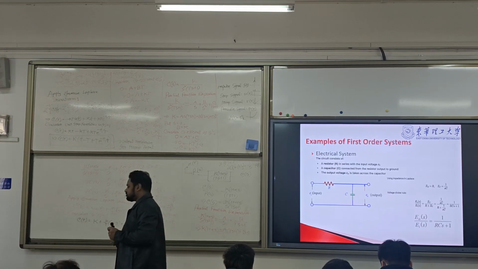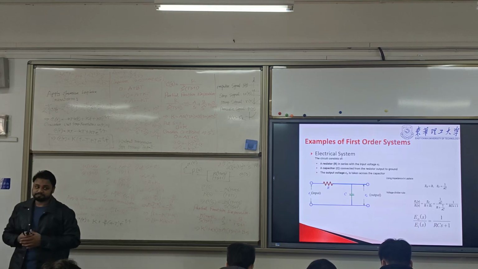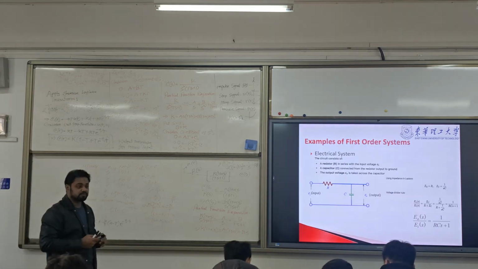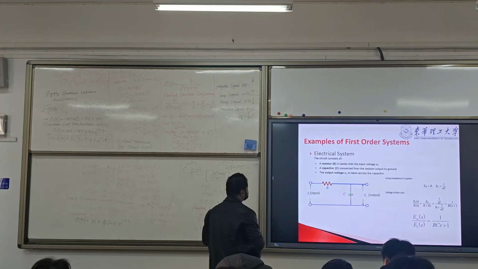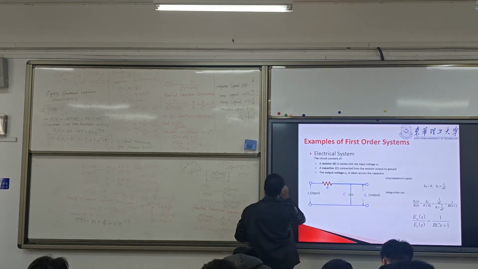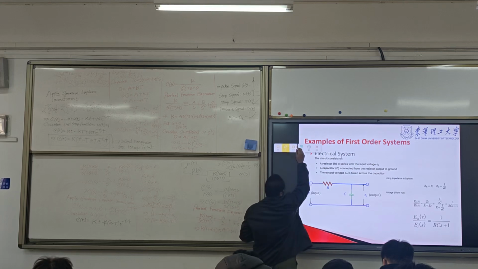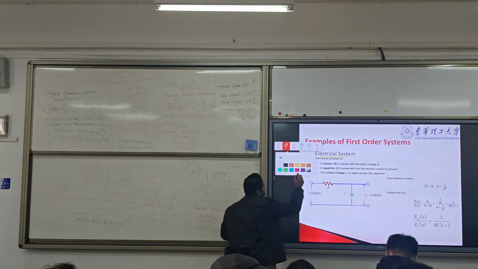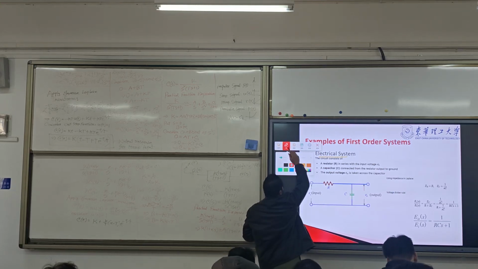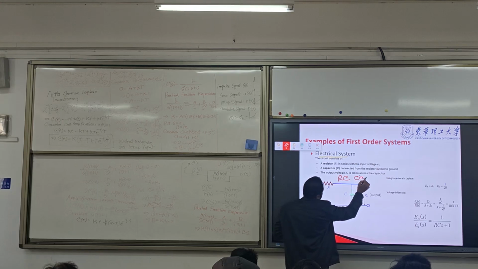So now let's talk about some first order system examples. I will give you 2 examples. One example is based on an electrical system. So the first example is based on an electrical system. What is an electrical system? A circuit. An RC circuit. A common example, RC circuit.